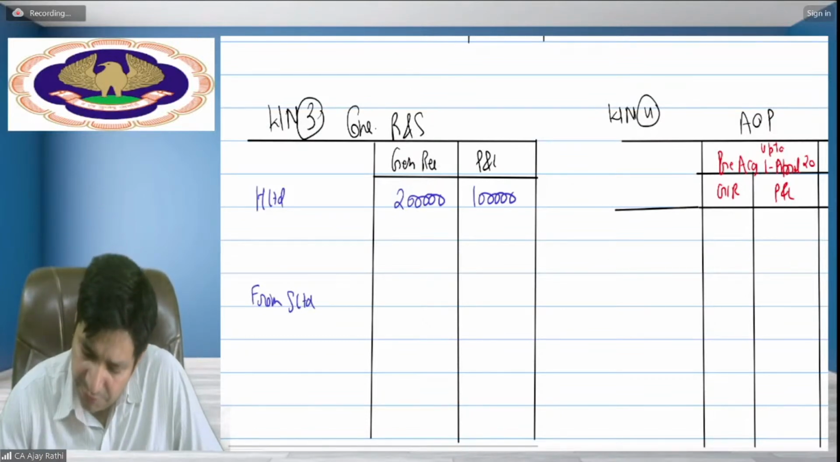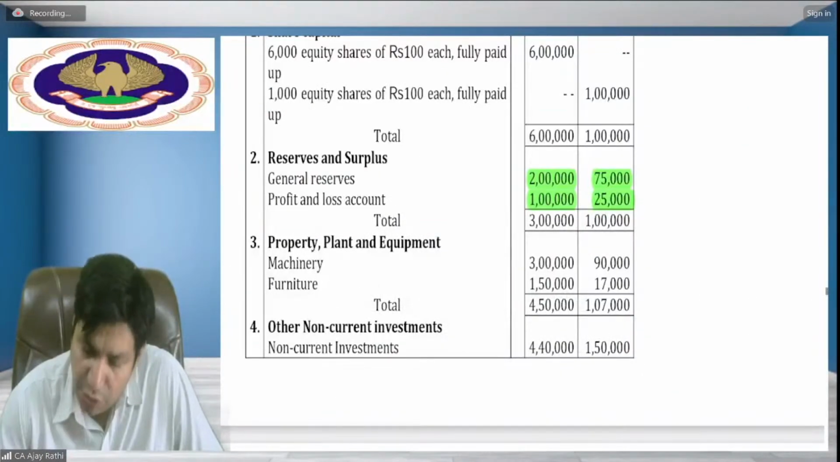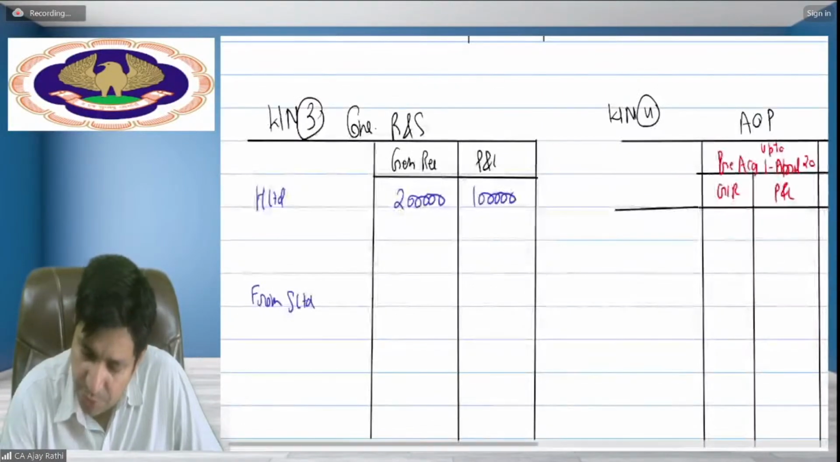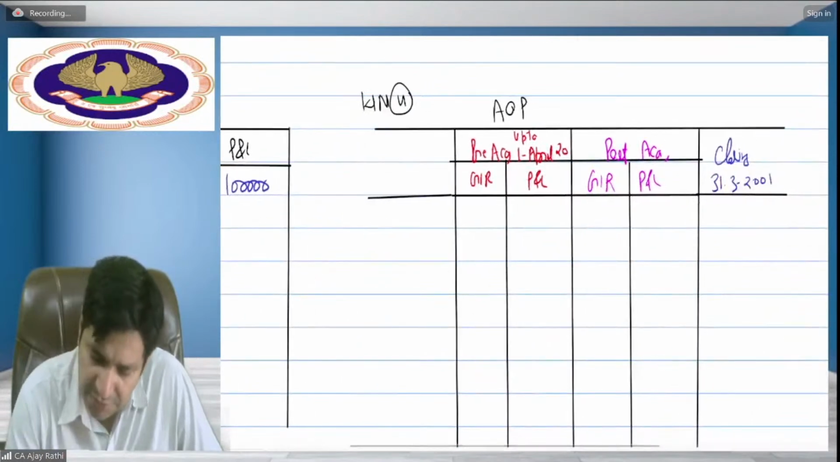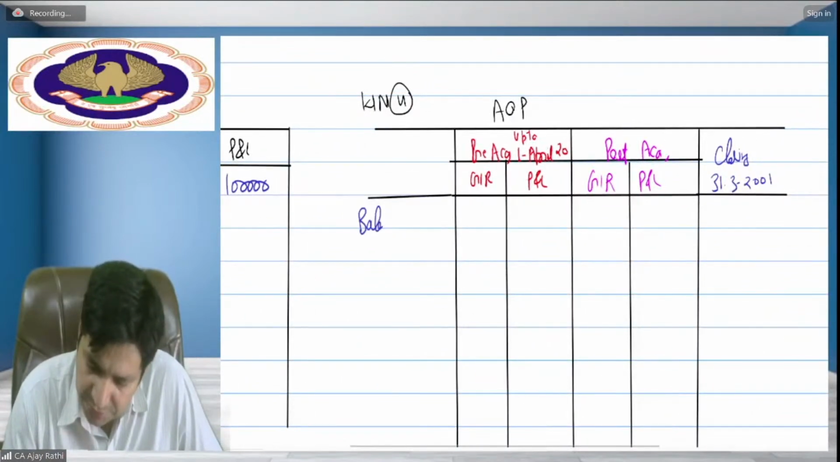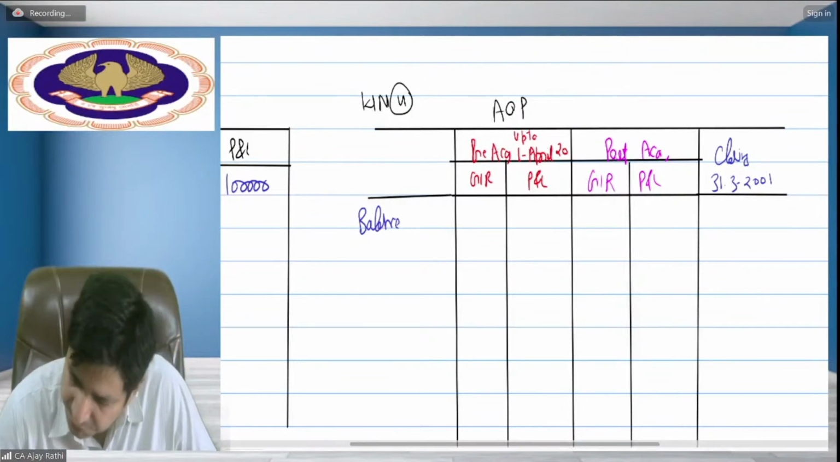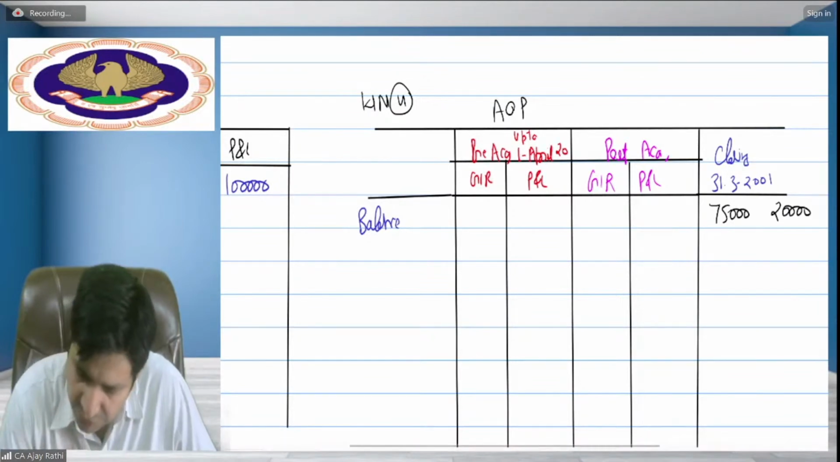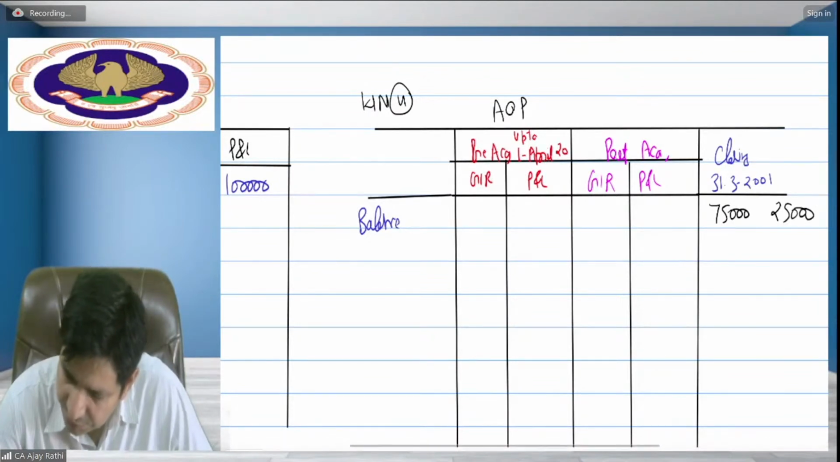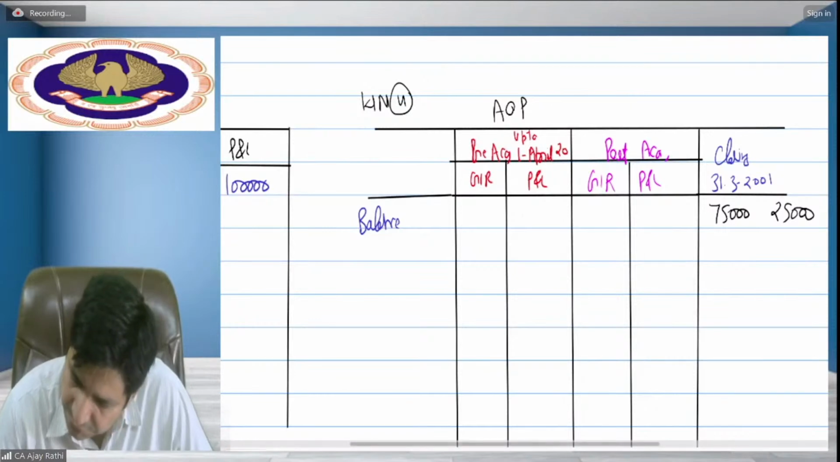Sir, subsidiary company, how much? That is 75 and 25. Okay, that has to be posted as the year-end balance. Balance is 75,000 general reserve and 25,000 profit and loss.